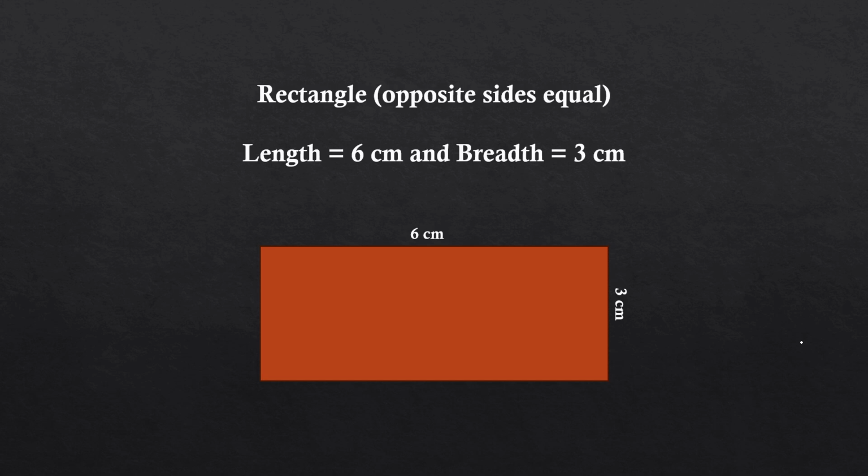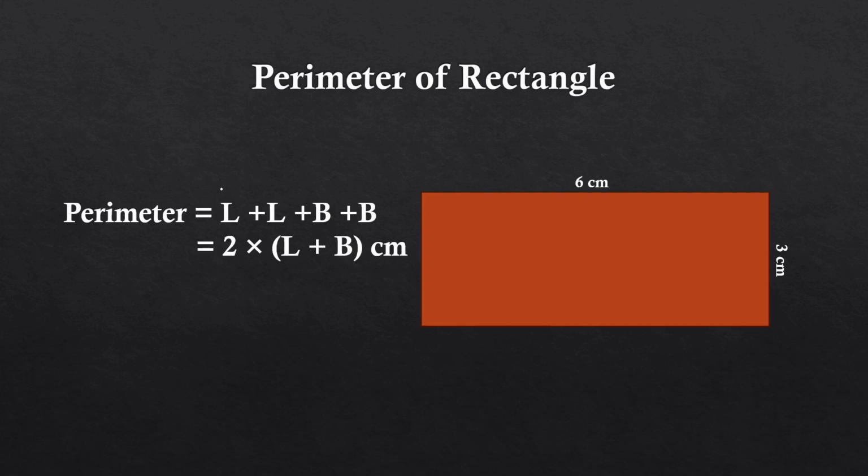Now let's study the rectangle. As we know, the property of a rectangle is that the opposite sides of the rectangle are equal. So here, if this is 6 centimeter, this side will also be 6 centimeter. And if this is 3 centimeter, this side will also be equal to 3 centimeter. To calculate the perimeter of the rectangle, we need to add both the lengths and both the breadths of the rectangle. So here, we can simply say that it is equal to 2 times length plus breadth, because we have 2 lengths and 2 breadths.